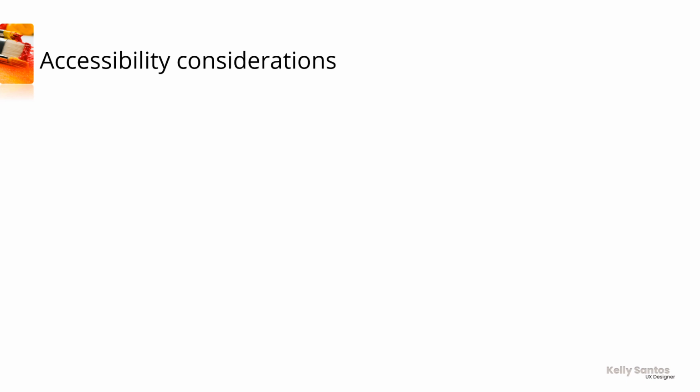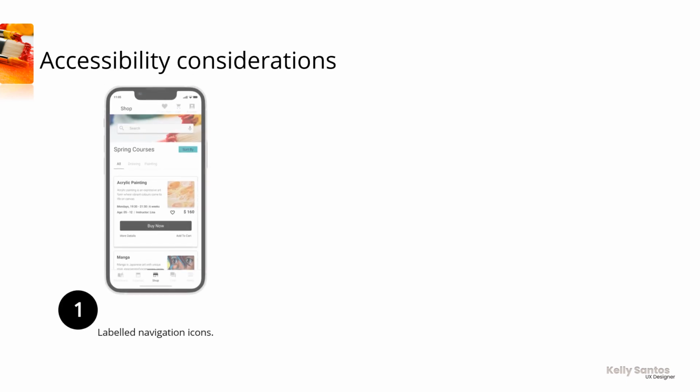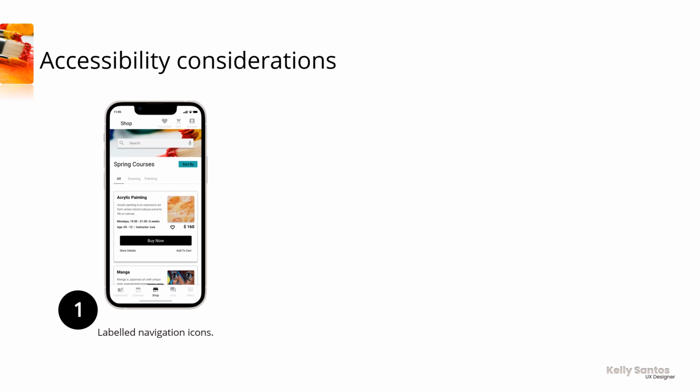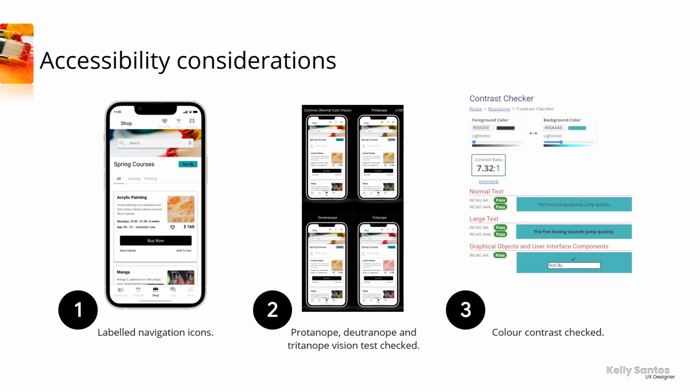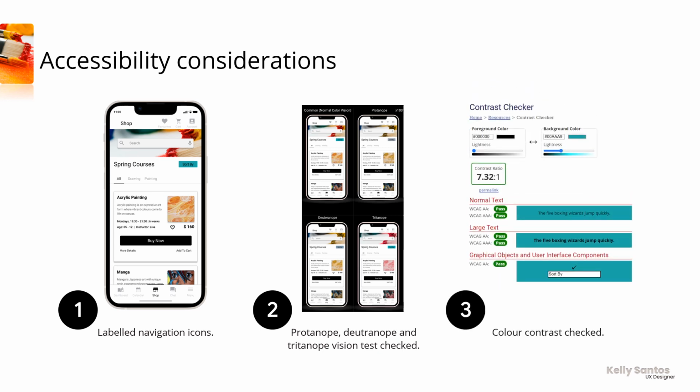Accessibility was deeply considered along this study. 1. Navigation icons were labeled. 2. Protanope, Deuteranope, and Tritanope vision test was checked. 3. Color contrast was also checked. Plus, takeaways and acknowledgement.